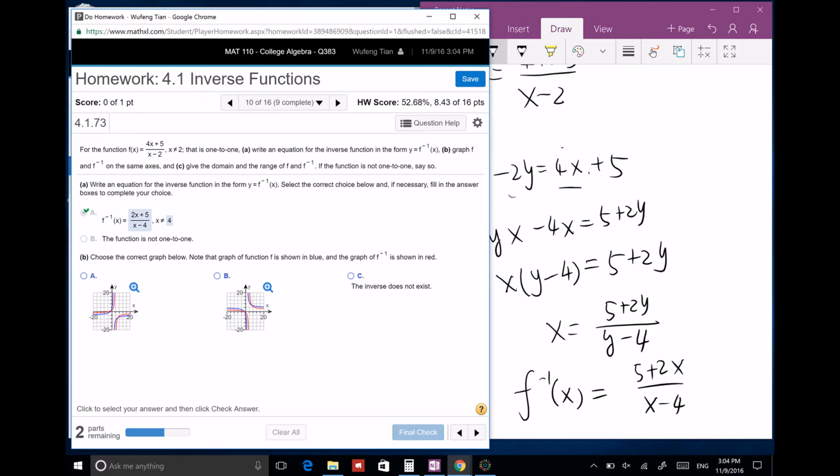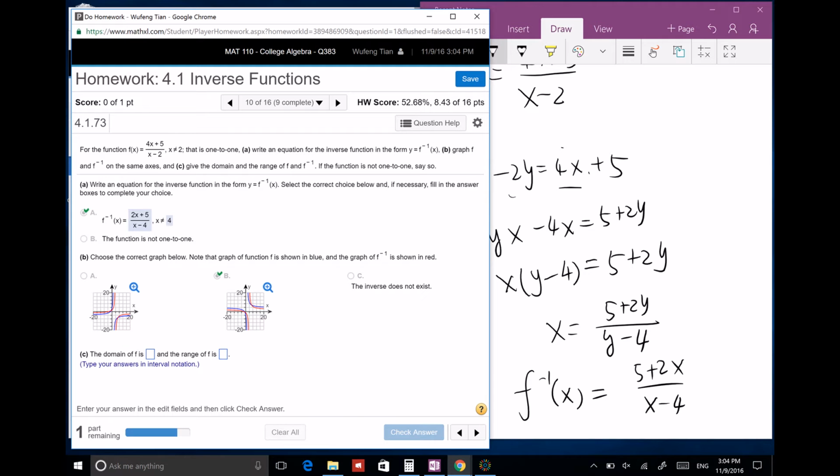Okay, so look at the picture. The graph of f is blue, and f inverse is red. The other one is x not equal to 4, right? The red one is going to be higher, yes.